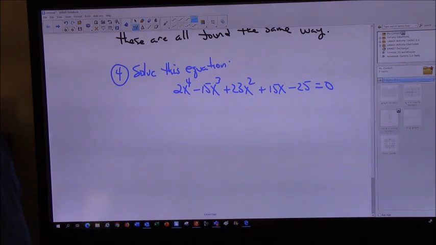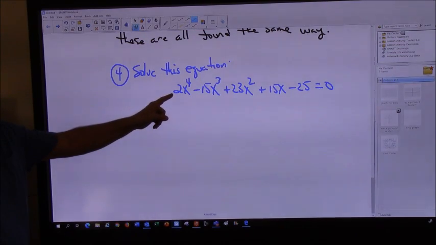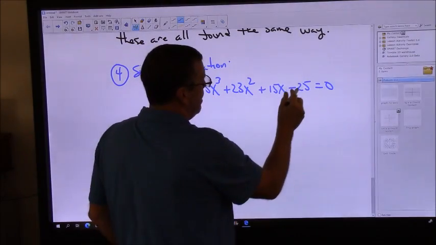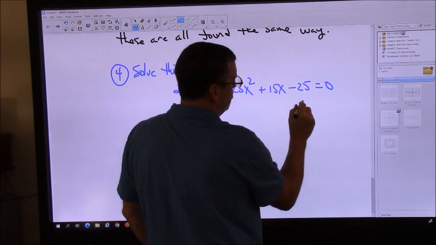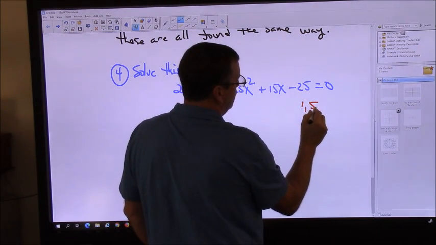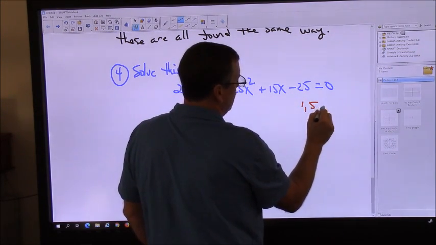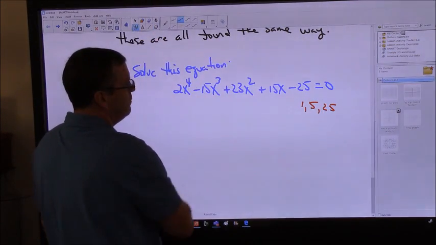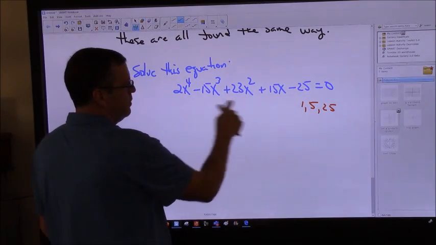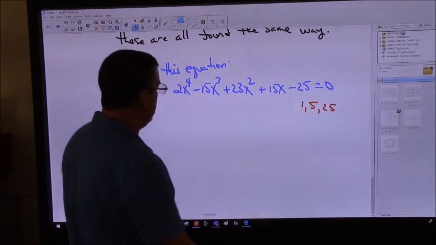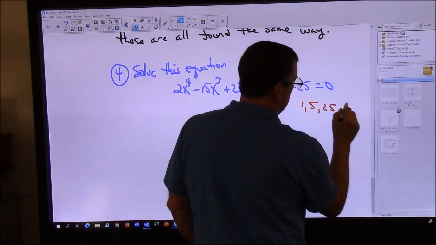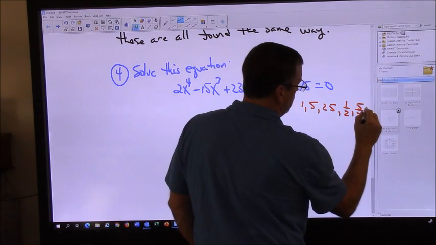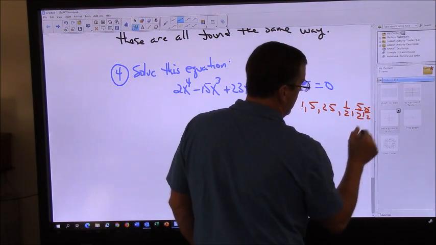All right, so I'm pretty sure there's going to be a fraction somewhere in this one because of that 2. Okay, but let's just think, what numbers would we try? Well, numbers that divide into 25 would be 1, 5, 25. And then I got to divide all those by the factors of 2, which would be 1 and 2. When you divide by 1, you get the same list. Okay, so I'll divide them all by 2. I could get 1/2 or 5/2 or 25 halves.